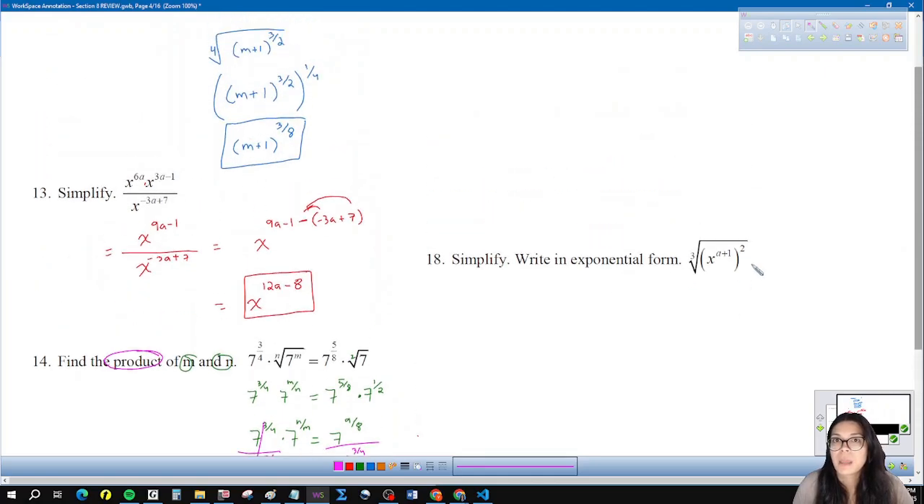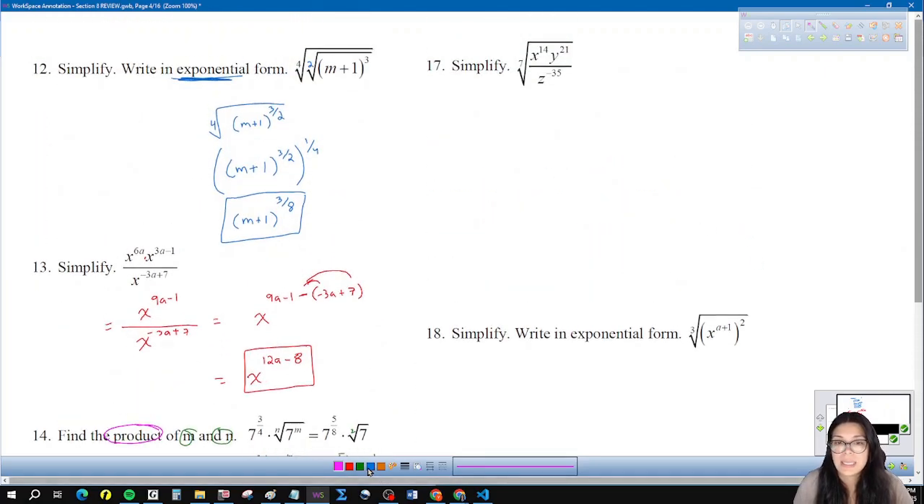Okay, for number 17, we have the 7th root here. So I'm going to go ahead and apply that 7th root to everything under the radical. So x to the power of 14 is going to have the 7th root, which means divide the power by 7. And then y to the power 21 also has the 7th root. And z to the power negative 35 is also under that radical, so it also has the 7th root.